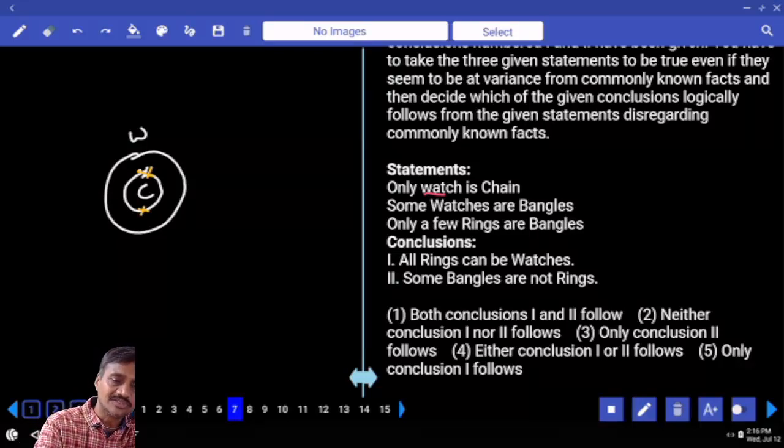Then only a few watches are bangles. Only some of the watches are bangles, but not all. And only a few rings are bangles. Only some of the rings are bangles, but not all.